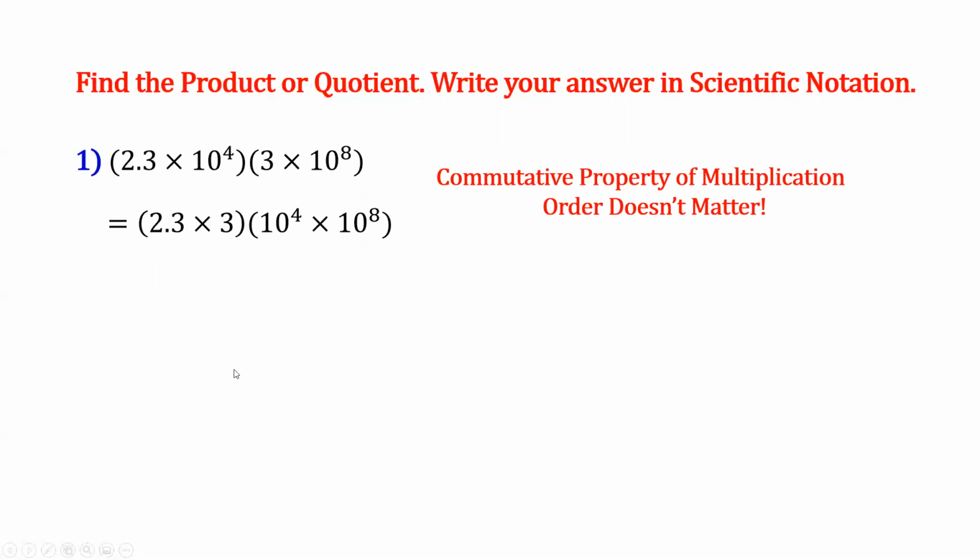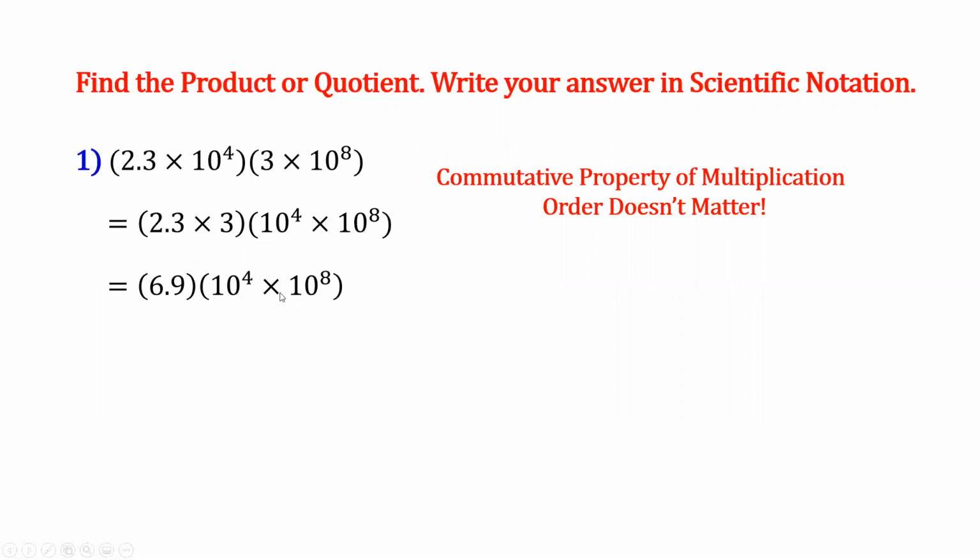So I just took my numbers and put them together, and I took my powers and put them together. Basically what I did is I created two different problems. I have a multiplication of numbers and a multiplication of powers. So I'm going to begin by doing the numbers. 3 times 2.3 gives me 6.9. I then brought down my 10 to the fourth times 10 to the eighth.